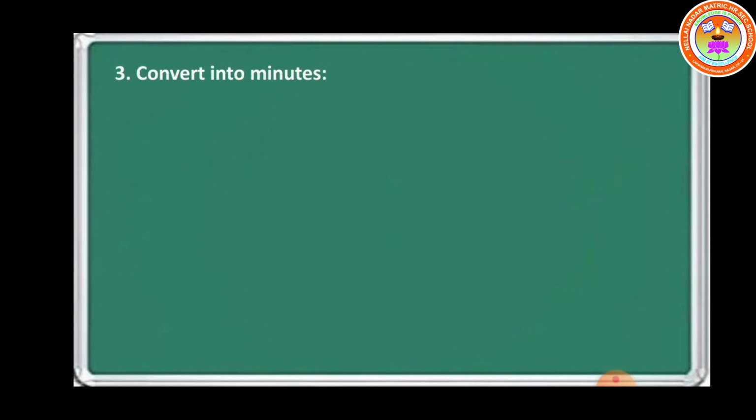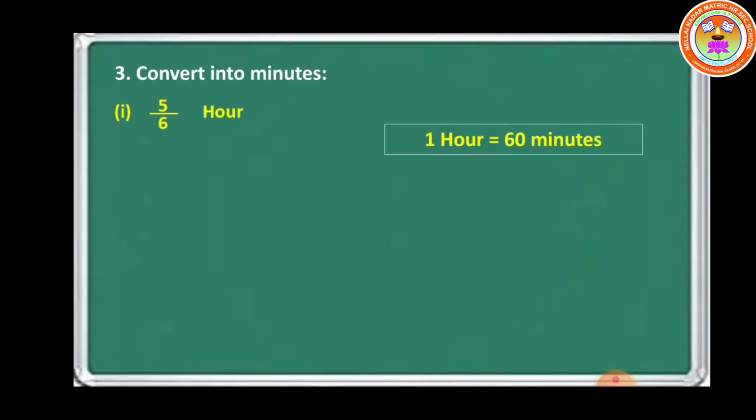Number 3. Convert into minutes. First subdivision, 5 by 6 hour. Since we know 1 hour is equal to 60 minutes, 5 by 6 hour can be replaced as 5 by 6 into 60 minutes. So by using 6 table, 6 ones are 6, 6 tens are 60. Therefore our answer is 50 minutes.